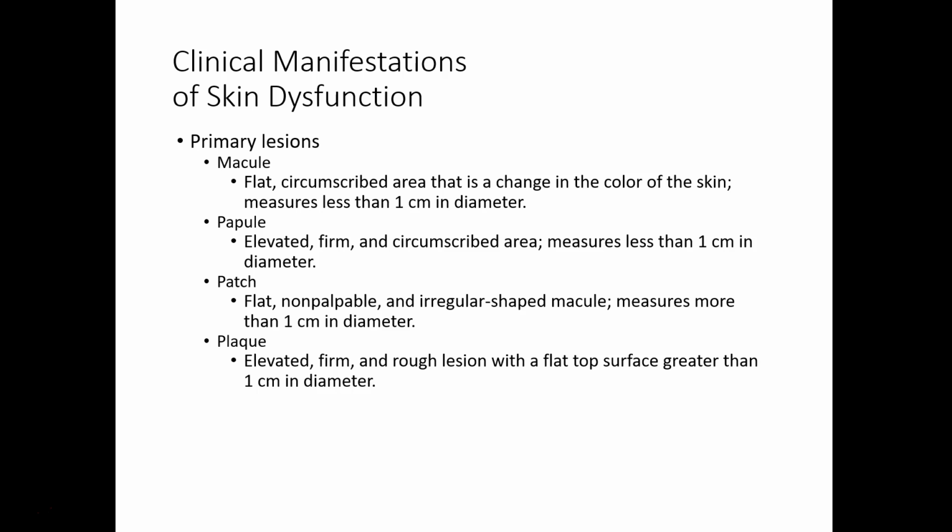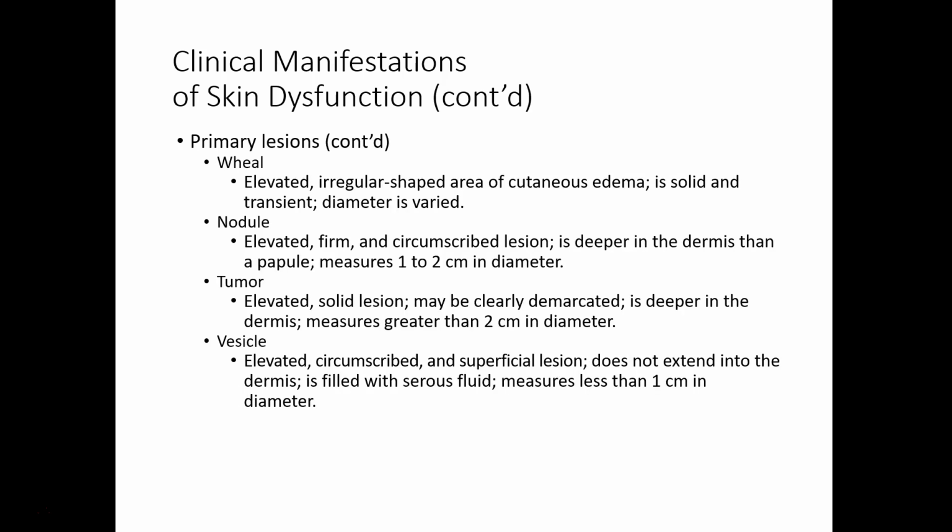A patch is more like a macule. It's flat, typically non-palpable, an irregular shaped macule. But it measures more than 1 centimeter in diameter. And the plaque is elevated, firm, and rough lesion with a flat top surface greater than 1 centimeter in diameter. A wheal is an elevated, irregular shaped area of cutaneous edema and is solid and transient. Diameter will be varied. I often think of a wheal as like the tuberculin skin test you get.